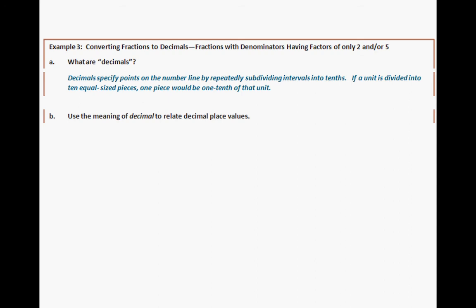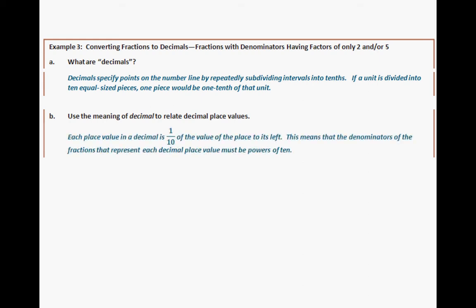So use the meaning of decimal to relate decimal place value. Well, each place value in a decimal is 1/10 of the value of the place to its left. So this means that the denominators of fractions that represent each decimal place value must be powers of 10. So 100 is 1/10 of 1,000, and 1 is 1/10 of 10. So it's always 1/10 of the place value to the left.